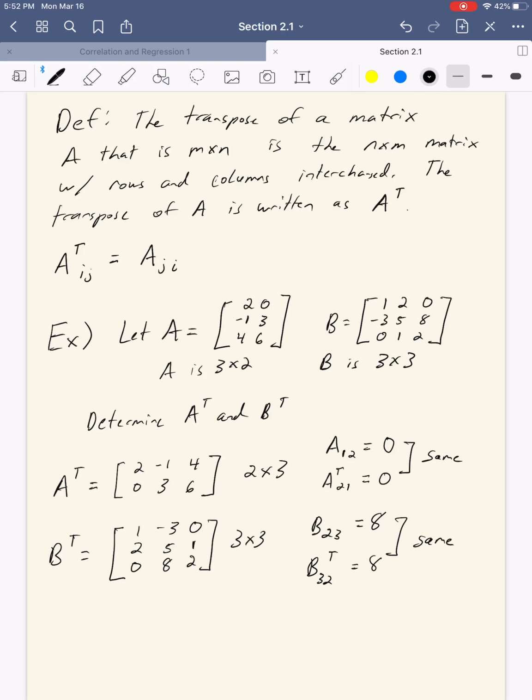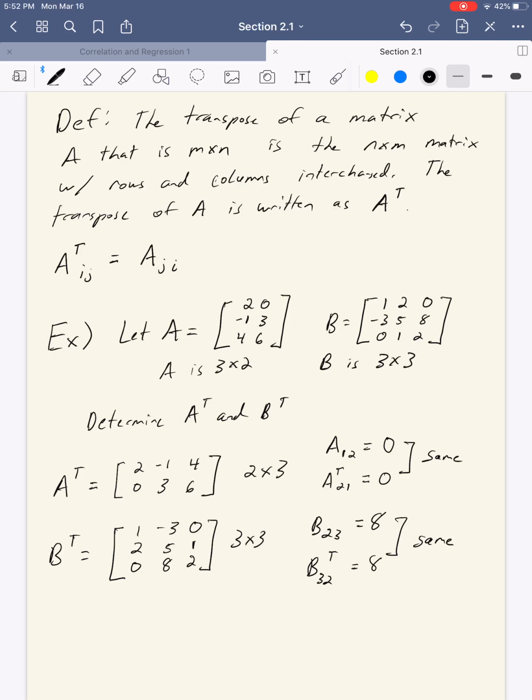So the transpose is a really important operation because it's an operation unique to matrices. It only makes sense to talk about the transpose when you have a matrix because you're talking about interchanging rows and columns.